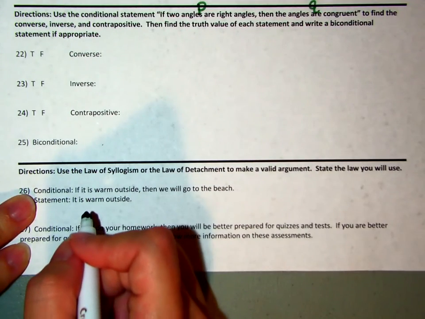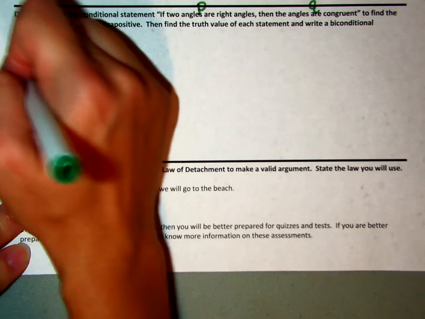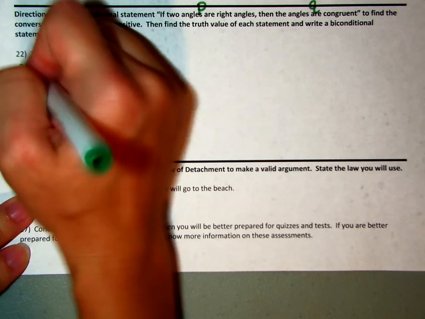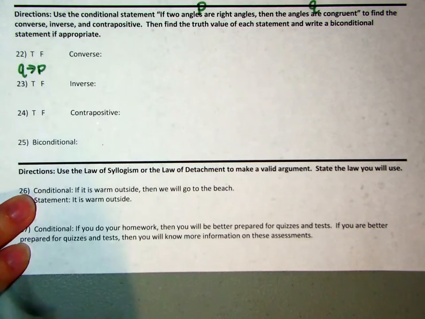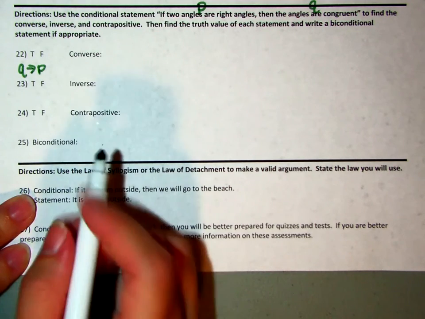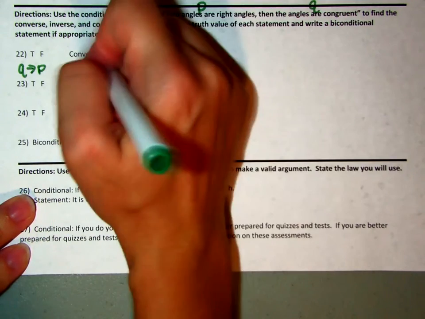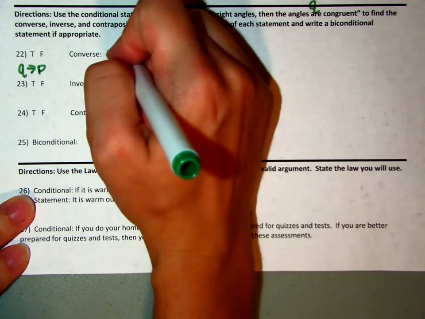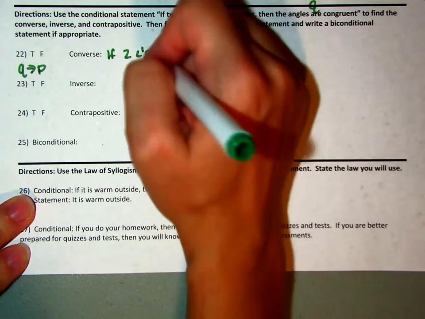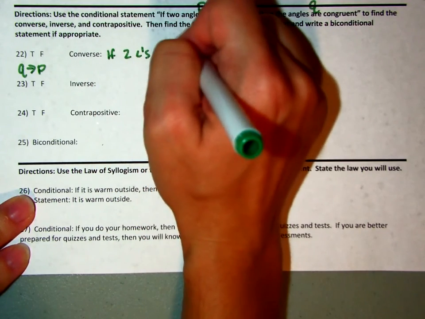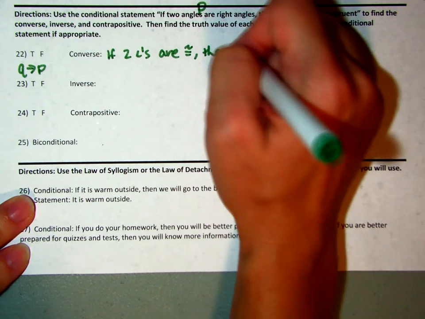When we write the converse of a statement, we're actually going to switch the hypothesis and the conclusion. We're going to do if Q then P. So in this case, we're going to start with if two angles are congruent, then they are right angles.